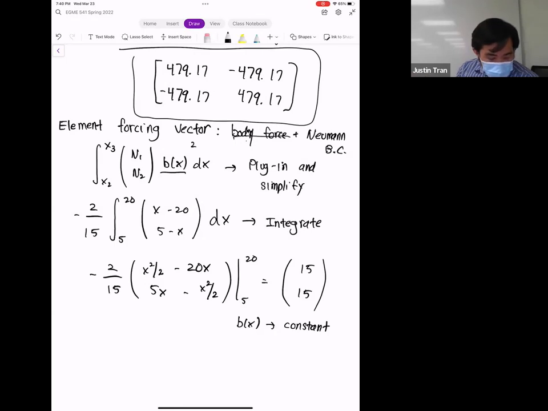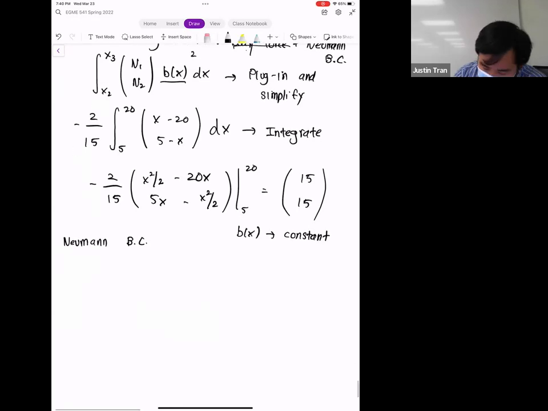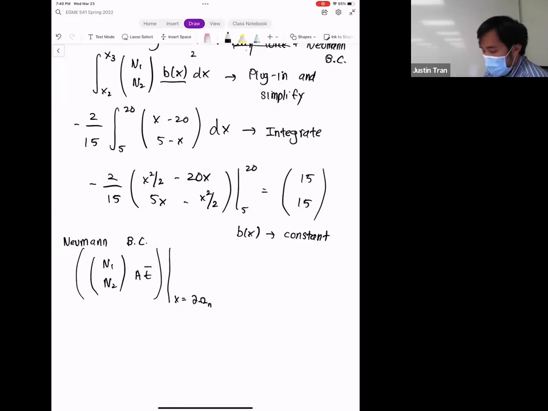Okay. All right. So that's the body force contribution. Now let's do the Neumann BC. Our formula for the Neumann BC was the following. So we have n1, n2 multiplied by the area times the force. But all of these are going to be evaluated at the Neumann boundary. And so that means we evaluate everything in these parentheses at the Neumann boundary.